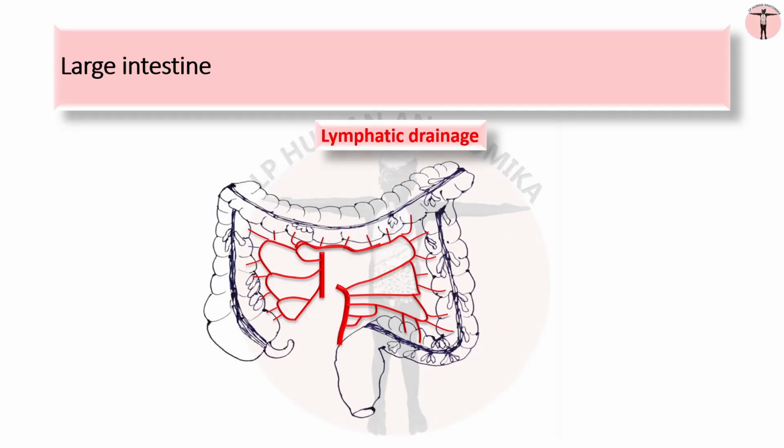Lymphatic drainage of the colon is important because of carcinoma of the colon. There are numerous colic lymph nodes which drain the lymph from the colon. They are arranged in 4 groups.